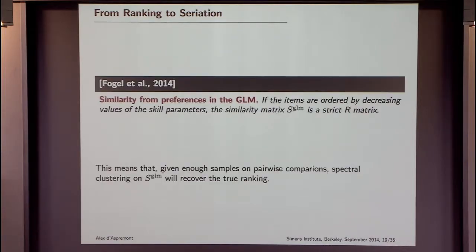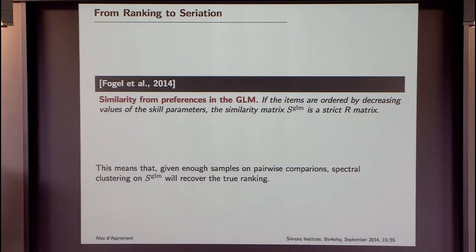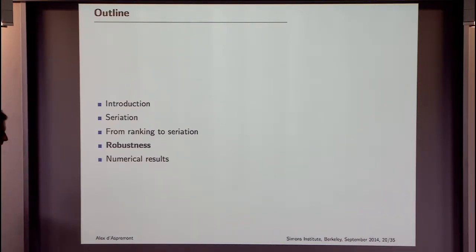Okay, and so just to summarize these results very quickly. Again, if the items are ordered by decreasing values of the skill parameters, the similarity matrix S_GLM is a strict R matrix, which means that spectral clustering will recover the true ranking. Same thing. Okay, so now robustness.